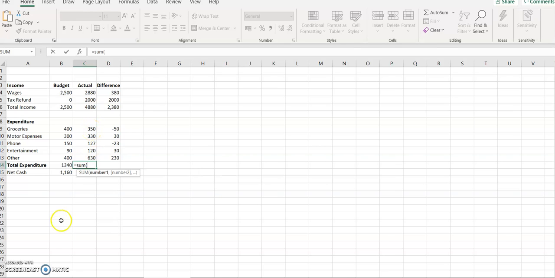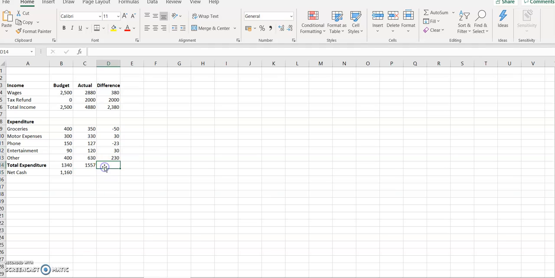So the total expenditure, the budget expenses was 1,340. Their actual expenses, we're going to add these five up, 1,557. That means there's a total difference of 270. They spent 270 less.